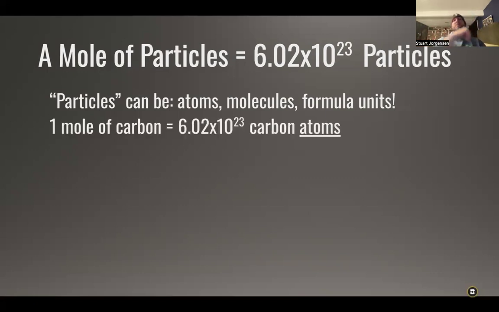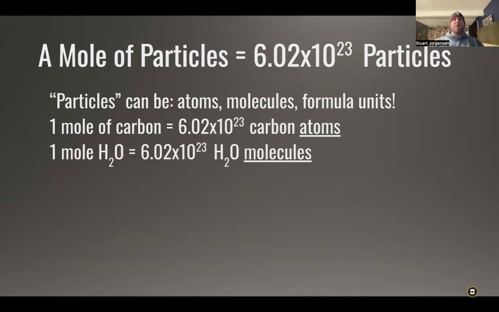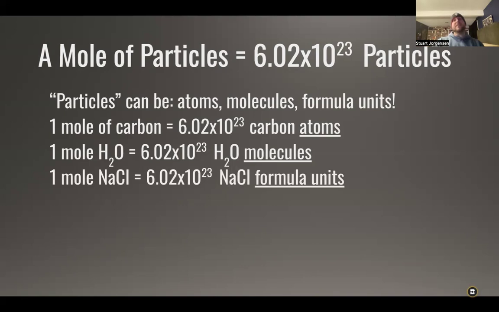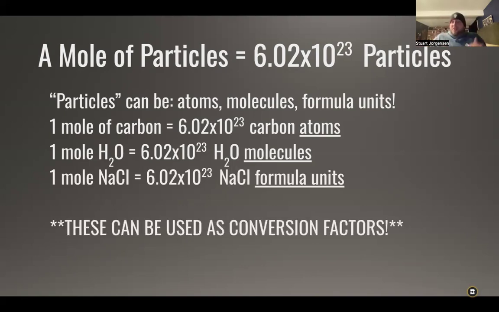A mole of carbon would be 6.02 times 10 to the 23rd carbon atoms. A mole of water molecules would be 6.02 times 10 to the 23rd water molecules. If we had a mole of sodium chloride, that's ionic, so its units are formula units. And these can be used as conversion factors. All that stuff we've been working with, dimensional analysis. Well, now I know how I can start to go from moles of something to particles or vice versa. We're going to spend some time dealing with that. That's really where we've been going with all of this.